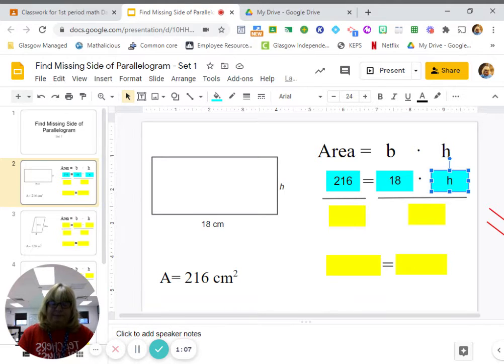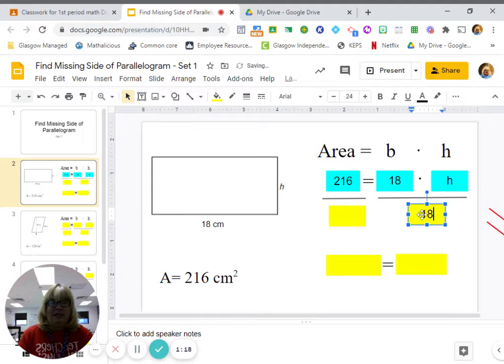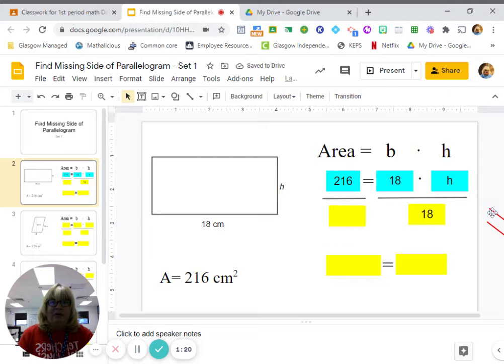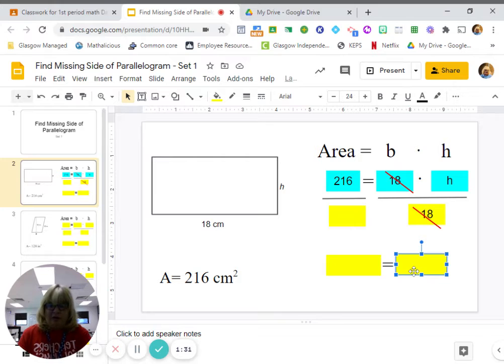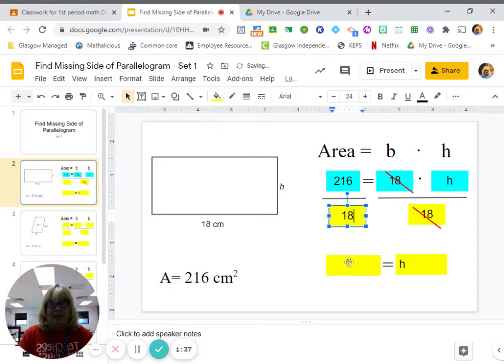So to do that, instead of multiplying by 18, we're going to do the opposite of multiplying, which is dividing. And look, Miss Pendleton done put a divide line there for you. So we're going to divide this side by 18. And when we do that, you see over here these 18s cancel out. And look over here on this right side, all we have left is our H. And then go back. If I divide this side by 18, then I have to divide this side by 18.